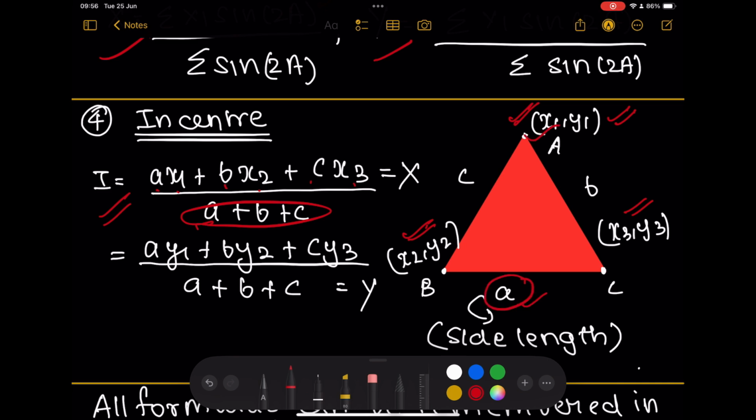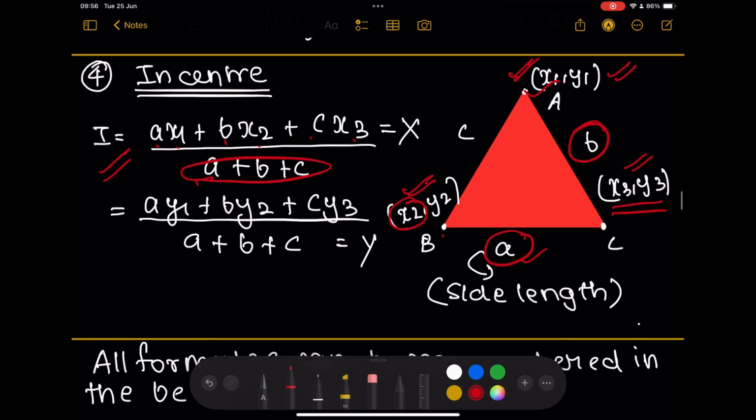So you do a times x1. Similarly, suppose you are taking x2, you go to the side opposite to the vertex B, which is AC, its side length will be b, so b times x2. And similarly, if you have x3, y3, go to the side opposite to that, you have c times x3, over the whole a plus b plus c. That will give you the x coordinate, and similarly the y coordinate, of the incenter.